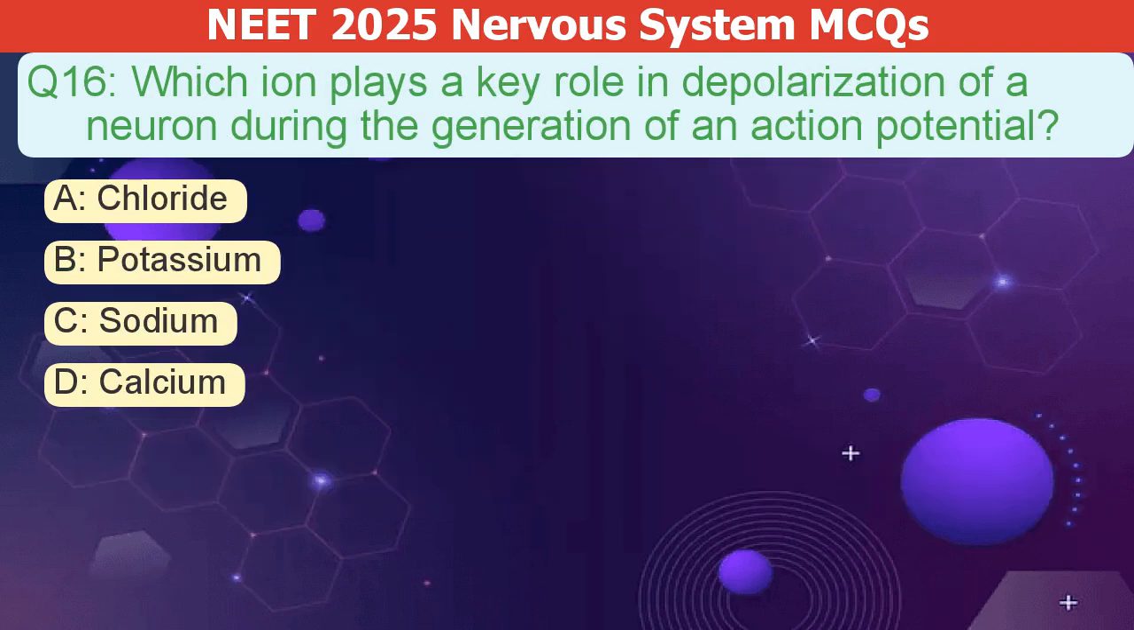Which ion plays a key role in depolarizing a neuron during an action potential? A. Chloride. B. Potassium. C. Sodium. D. Calcium.